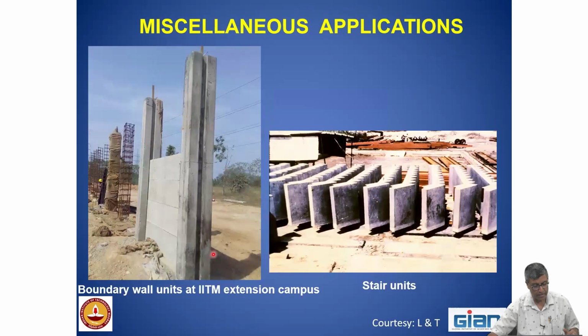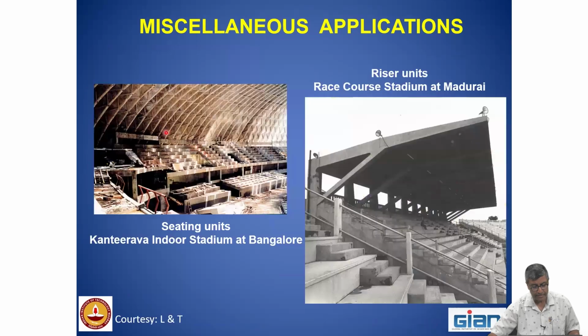This is the boundary of our extension campus in Thayur. These are the stair elements. This is the inside of the Kanthirava stadium. Please note, apart from the roof, a substantial amount of precast has been done, and this project was championed by Mr. Sundaram, who was also felicitated by FIP. Okay. On the right, you see the grandstands of this racecourse stadium in Madurai, how nicely and elegantly done.